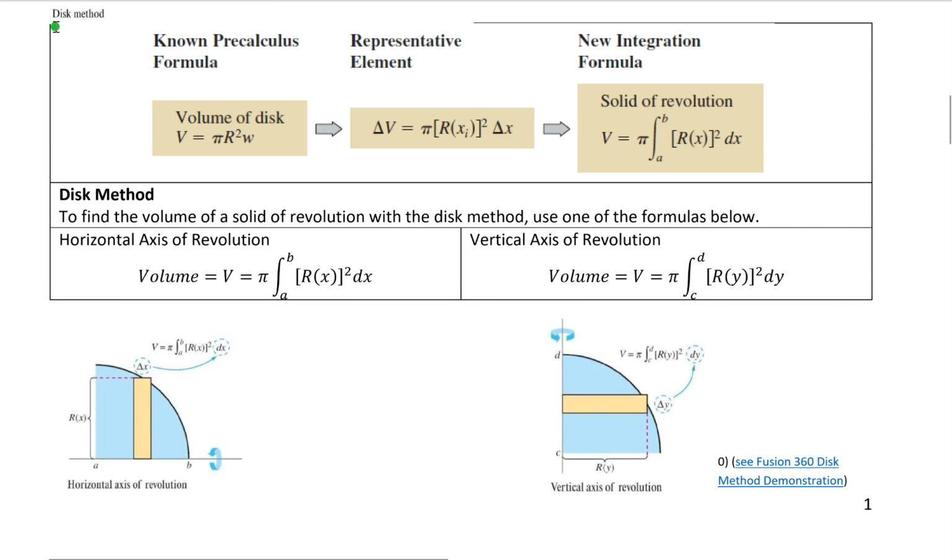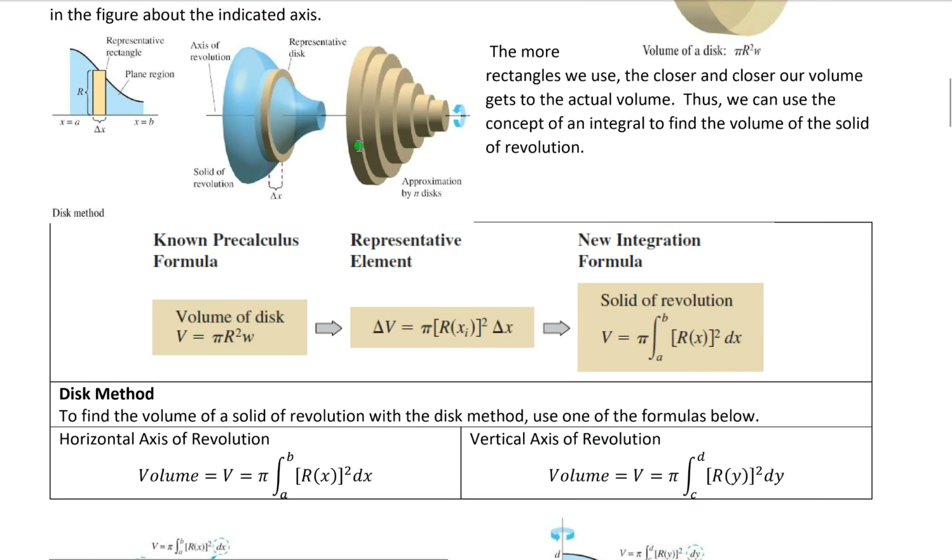So here is the disk method. Here's the formula that you knew for the volume of the disk, and then we take it and get the delta volume, or the change in each one of these disks, and that's how you get the volume of each disk. Then the volume is going to equal pi times the integral from a to b of the radius, which is a function, squared dx.